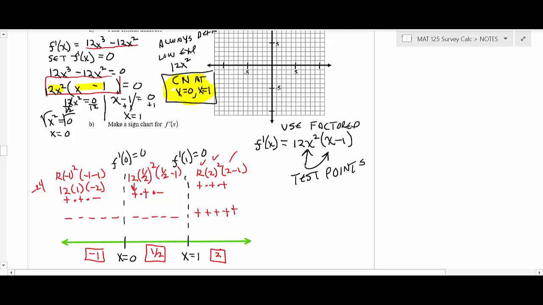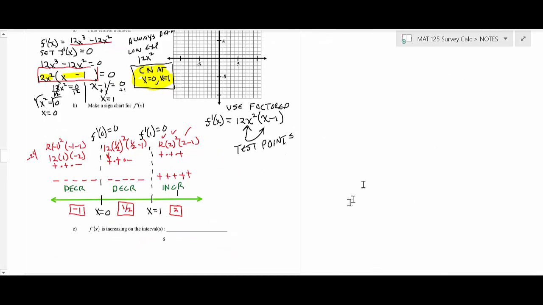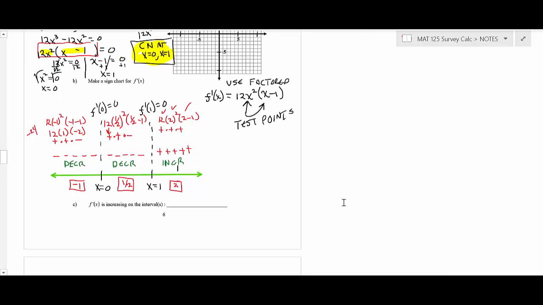So what does it tell you when the derivative is negative? That tells you the function's decreasing, exactly. How about when the derivative is positive? Function's increasing, exactly. That's the purpose of your sign chart. Now we're ready to write the answer on this. I'm going to take a little snapshot because we're going to have to go to the next page.